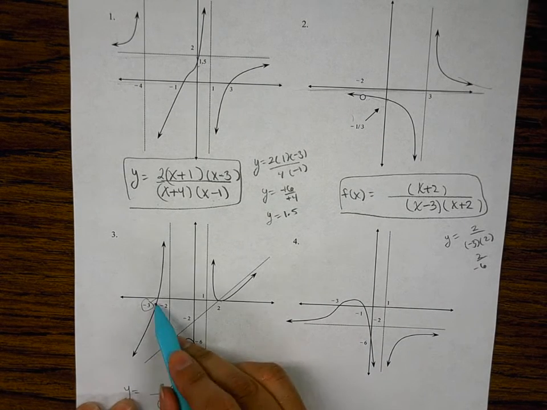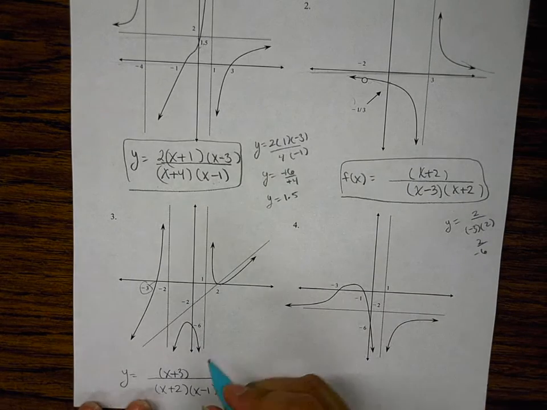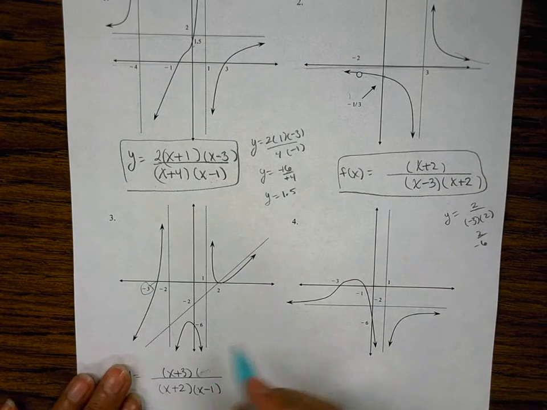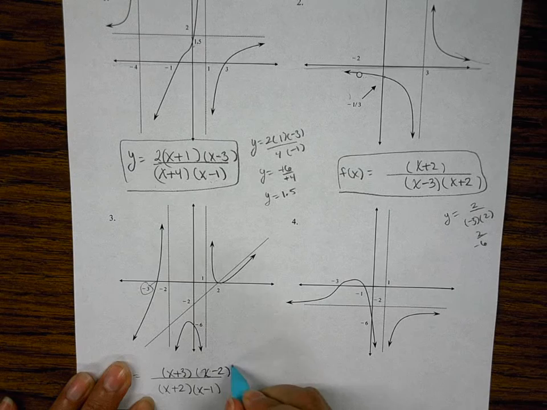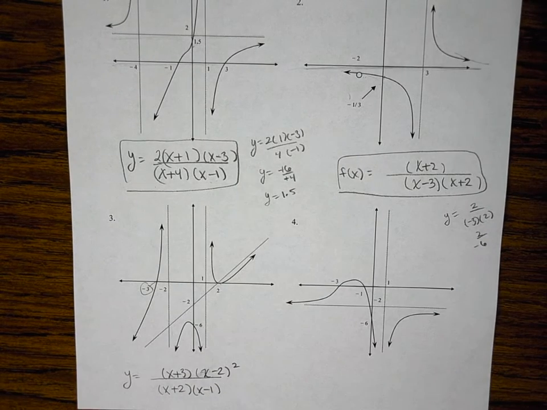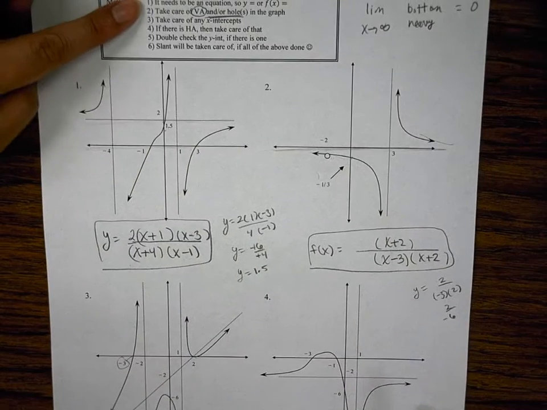That x-intercept is the -3, so x plus 3. And it crosses, so it's a power of 1. This one here, the x minus 2, it bounces, so it's going to be x minus 2 squared. Do you see that? Because of the bounce, that's going to be x minus 2 squared.